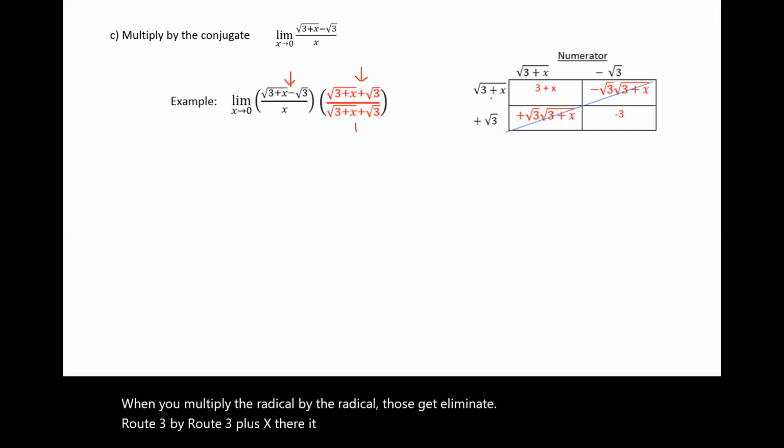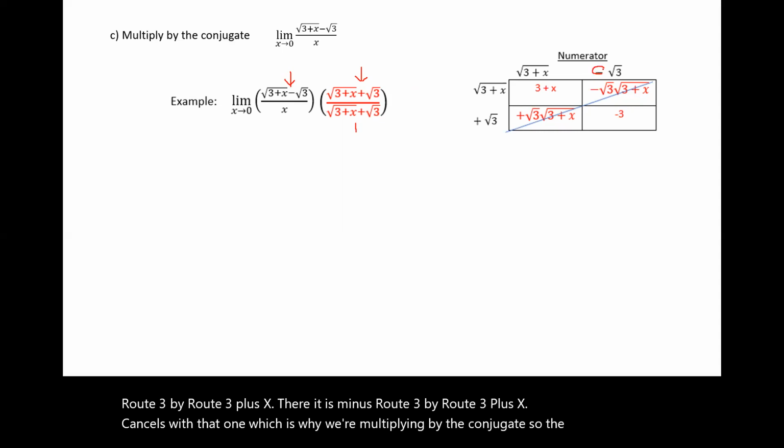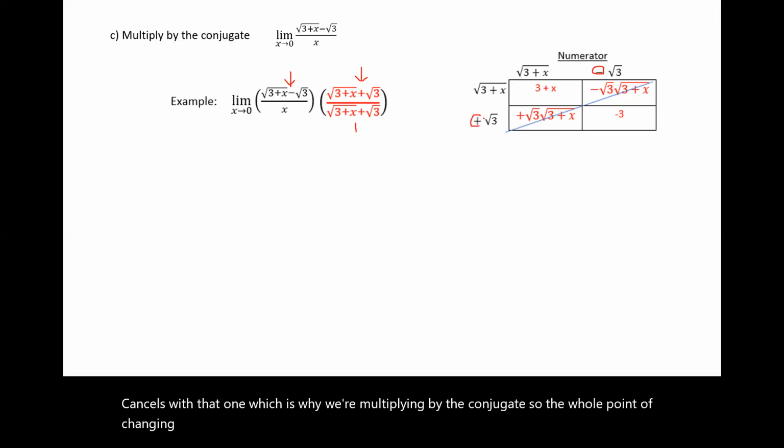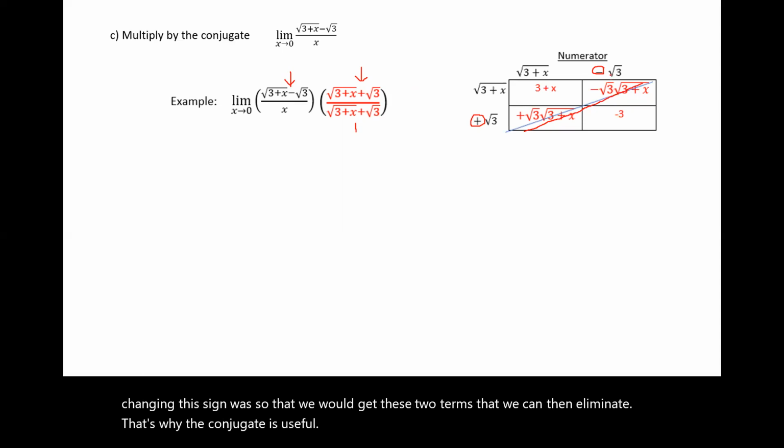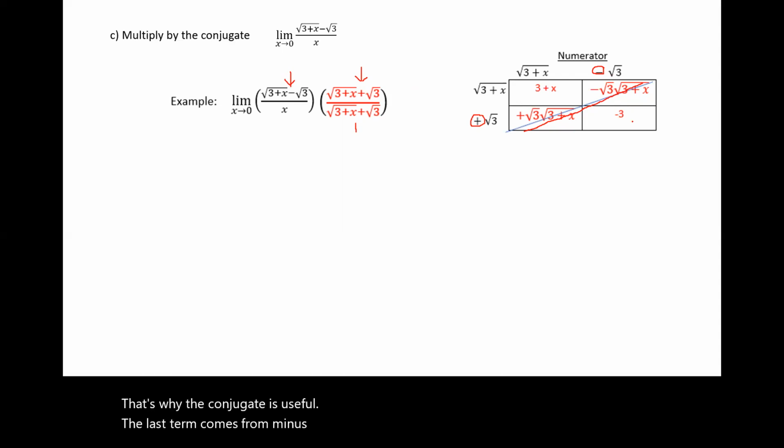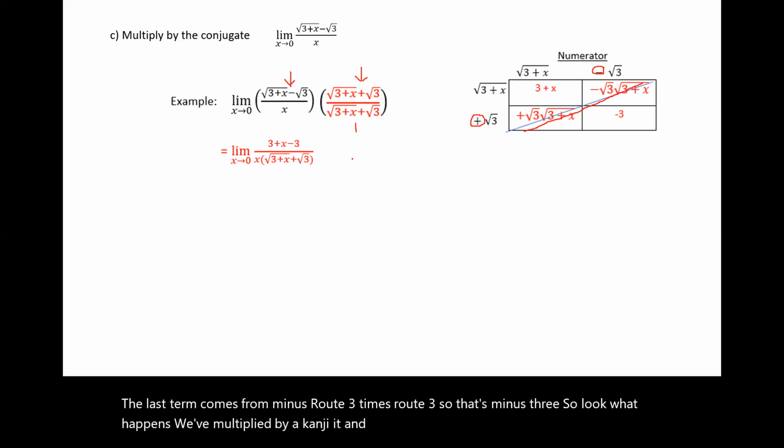Minus root 3 by root 3 plus x. That cancels with that one, which is why we're multiplying by the conjugate. So the whole point of changing this sign was so that we would get these two terms that we can then eliminate. That's why the conjugate is useful. The last term comes from minus root 3 times root 3, so that's minus 3. So look what happens. We've multiplied by a conjugate and gotten rid of all the radicals in the numerator.